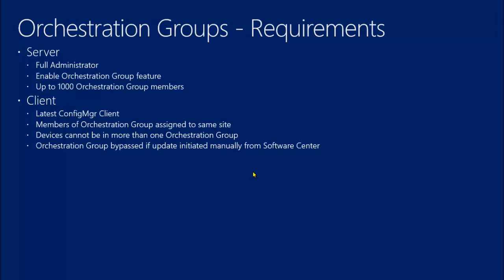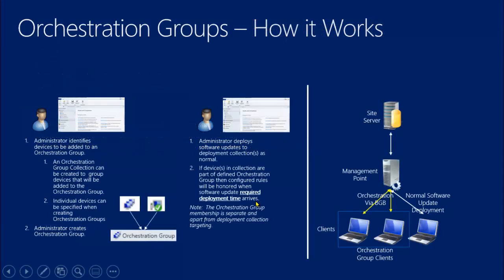So here's the point. In order for the software updates to be installed through the orchestration process, they must have already gone past their required deadline. Okay, so I want to say that. I'll say it a couple more times. It's a really, really important point. Okay, so how does this work?